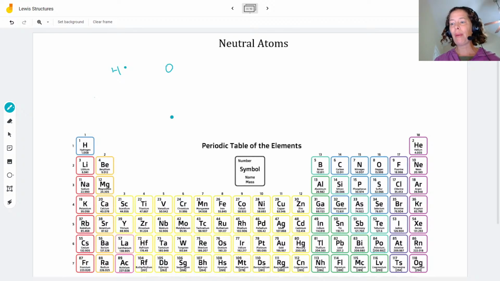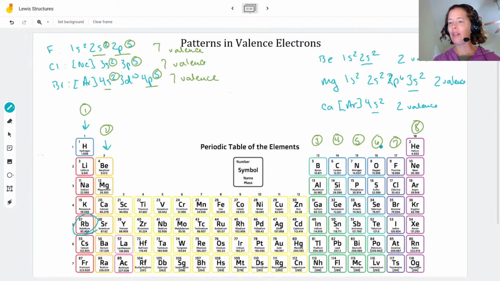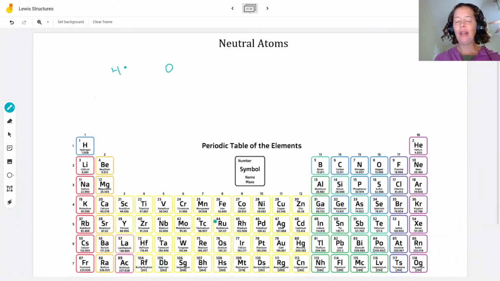Well, again, if you remember our pattern from back here, here's oxygen. It's got 6. You could always just count across here. 1, 2, 3, 4, 5, 6. That's another way to do it. So we're going to draw 6 dots around oxygen. Now, as much as possible, we like to keep our electrons in pairs because that is going to be useful later on. So my 6 dots, I'm going to draw in 3 pairs.